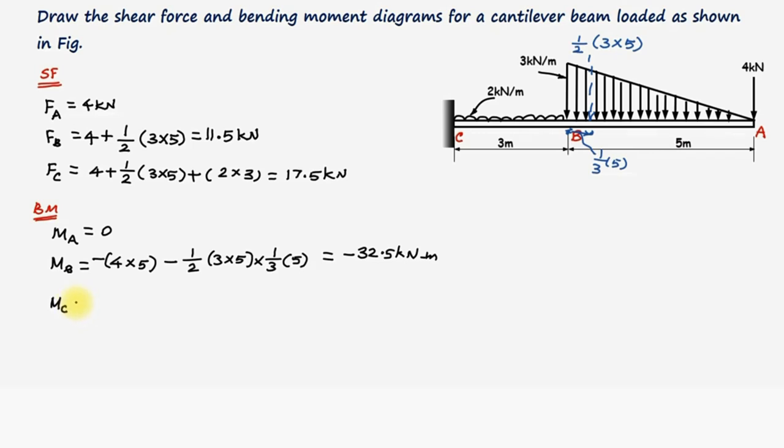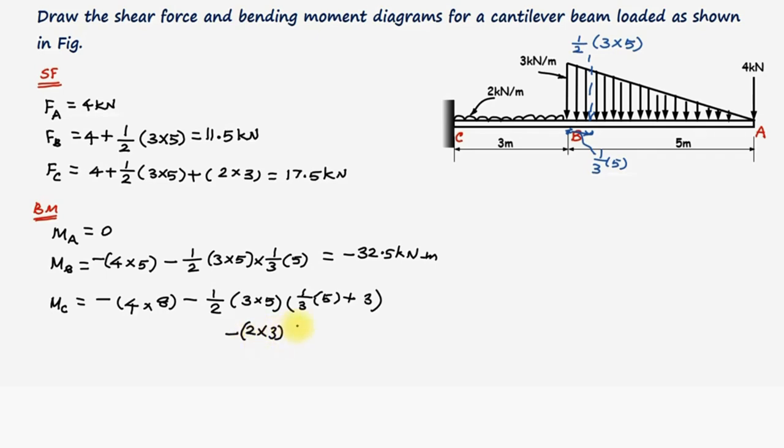Now coming to the point C, the bending moment at the point C, that is at the fixed support, is equal to negative 4 kilonewtons multiplied with the perpendicular distance, this 5 meters plus 3 meters. Therefore, 8 meters, minus the total load of this triangular load, 1 by 2, 3 multiplied with 5 multiplied with the perpendicular distance, 1/3 of this 5 meters plus this 3 meters. Then, the moment caused by the UDL, negative 2 kilonewton per meter acting for a distance of 3 meters.